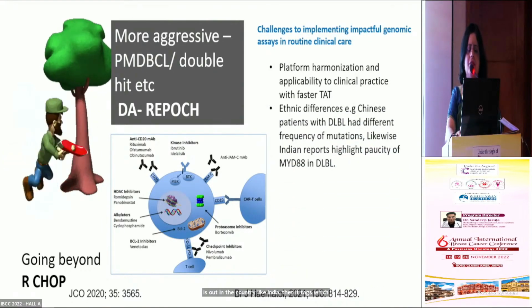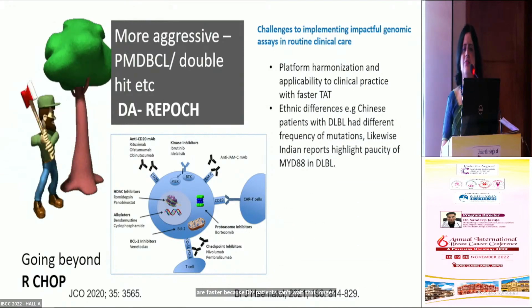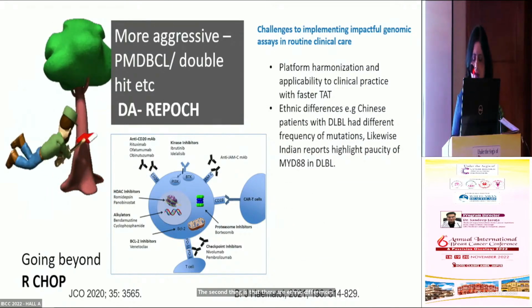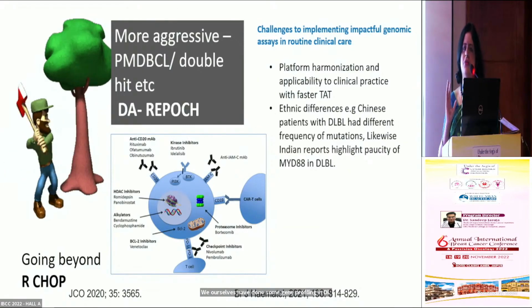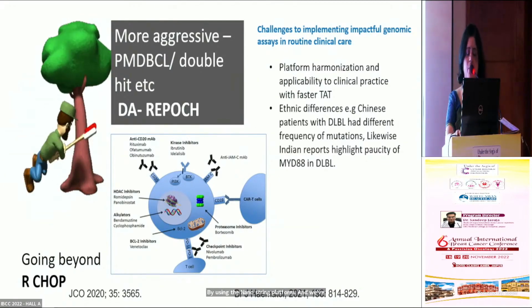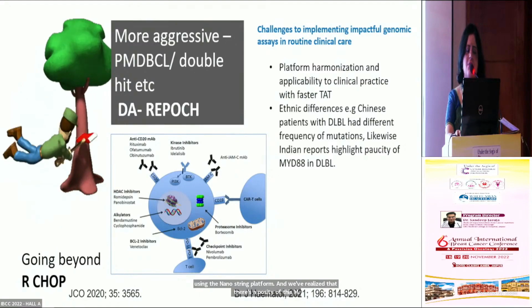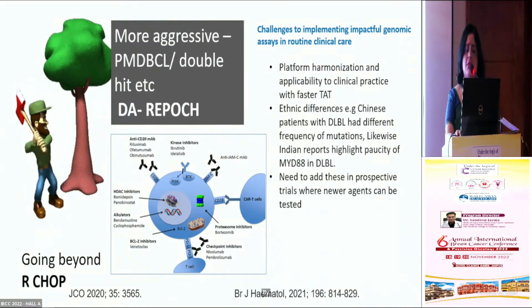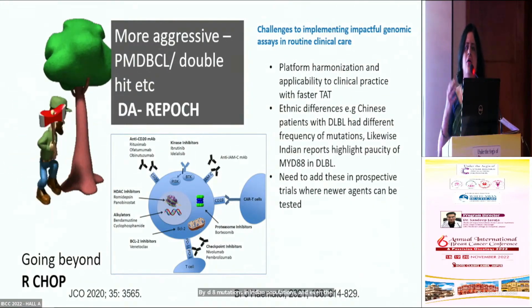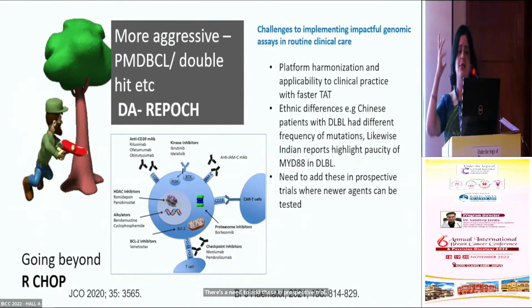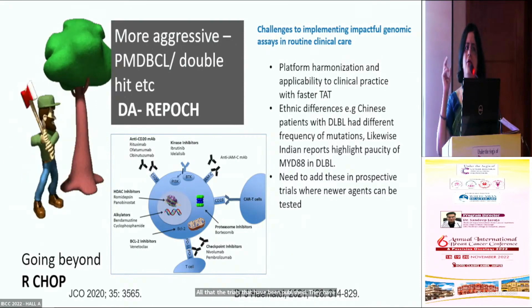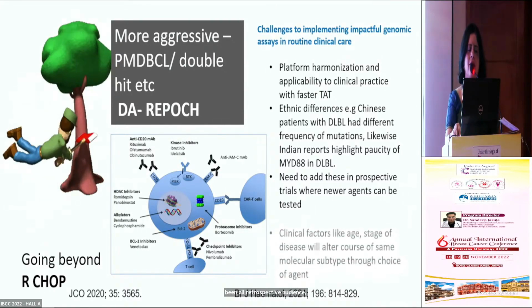The second thing is that there are ethnic differences. We ourselves have done some gene profiling in DLBCL using the NanoString platform, and we've realized that there's a paucity of these MYD88 mutations in Indian populations, and even the Sanger data shows the same. There is a need to add these in prospective trials. All the trials that have been published have been retrospective audits from trials already conducted. We need to add newer targets to those.